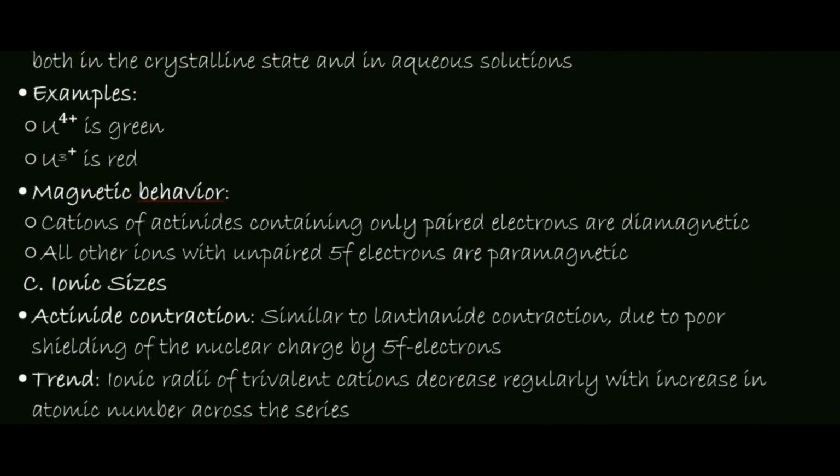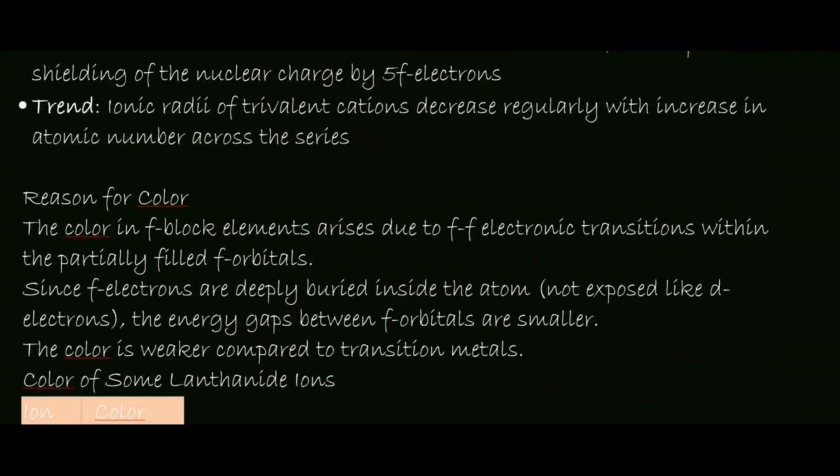So what is the actinide contraction? It is very similar to lanthanide contraction. It is happening because of poor shielding of 5f electrons. There that was 4f electrons, here that is 5f electrons. Because of that, the size will decrease, density will increase, and those things.